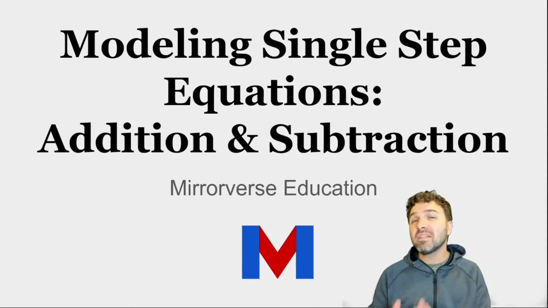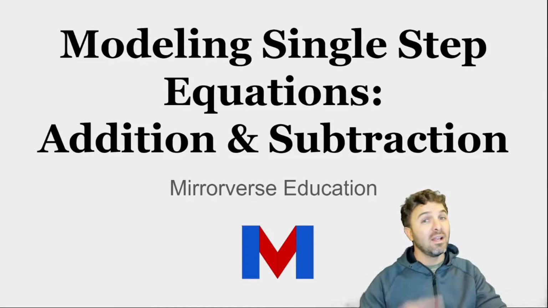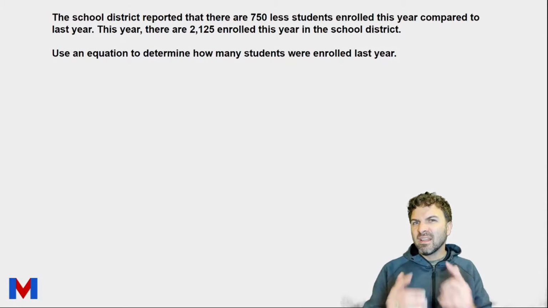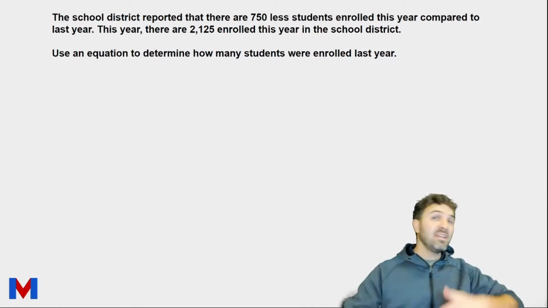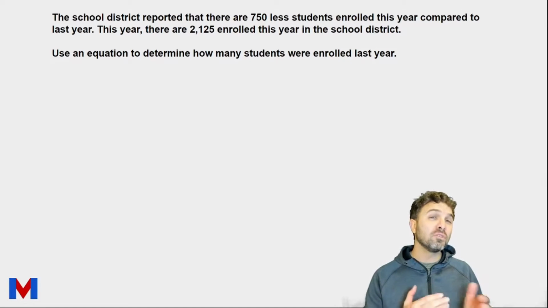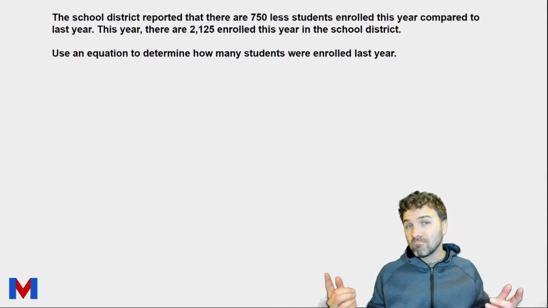Today we're looking at modeling single-step equations dealing with addition and subtraction. So let's go. The school district reported that there's 750 less students this year than last year. This year there's 2,125 students enrolled in the school district. Use an equation to determine how many students were enrolled last year.